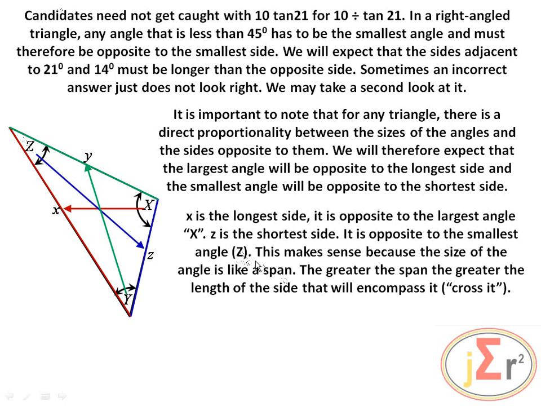This makes a lot of sense because the size of an angle is like a span. The greater the span, the greater the length of the side that will encompass it. So we have the smallest angle is Z. The side opposite to it must be the shortest side. The largest angle is X. The side opposite to it has to be the longest side. That makes a lot of sense.